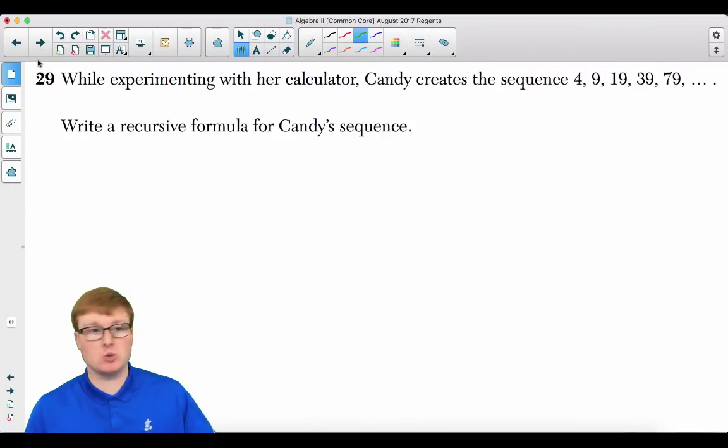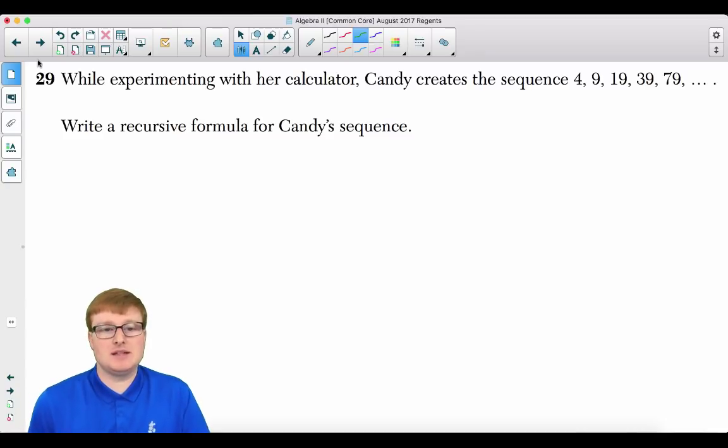All right, moving on to question number 29. While experimenting with her calculator, Candy creates the sequence 4, 9, 19, 39, 79. Write a recursive formula for Candy's sequence. Honestly, that looks like a geometric sequence. It might be a geometric sequence, might be arithmetic. I'm not so sure yet.